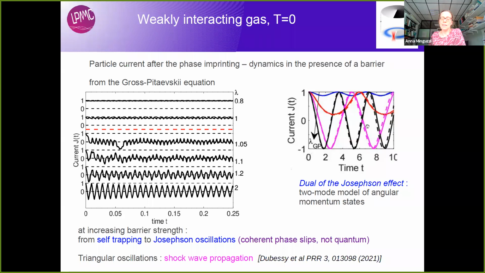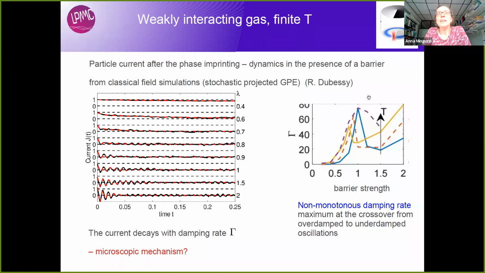The triangular oscillations are related to the fact that shock waves are generated in this fluid, and I will show you more at the end if there is time. Then if we turn on the temperature but we stick to weak interaction, we see a different type of dynamics. Essentially, we lose the self-trapping regime, and we see that the current is either simply damped or it oscillates and then is damped. There is a non-monotonous damping strength at the intermediate barrier where we change regime, sort of.